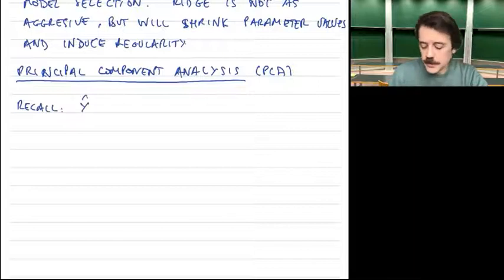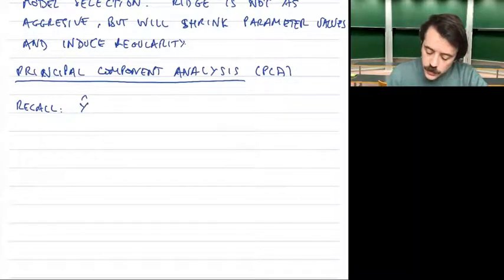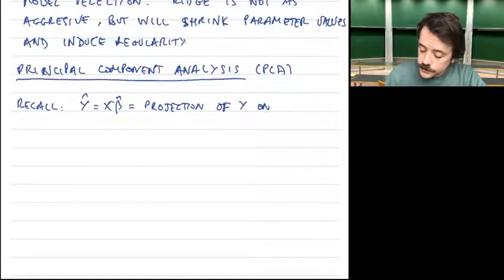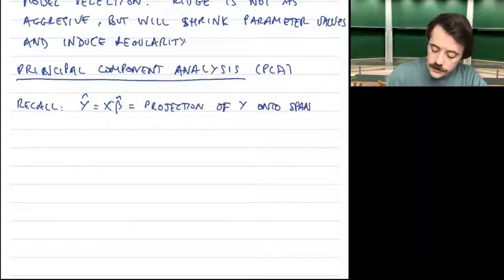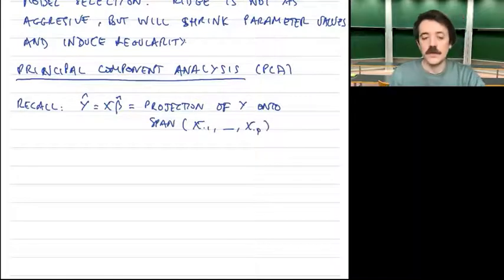that y hat, and by this I mean the prediction of y through OLS, which is, well, maybe let's just write it like this. So this is going to be, I remind you, the projection of y onto the span, onto the span of the column space of X, so first column up to the pth column.